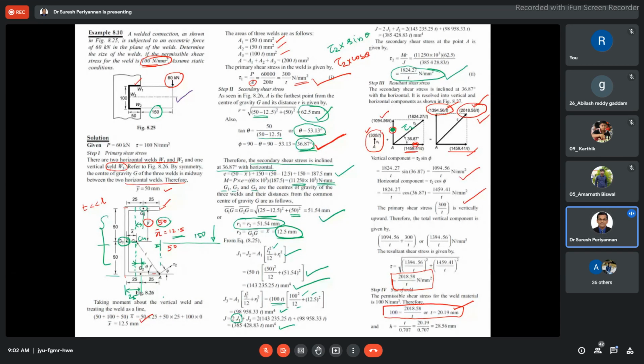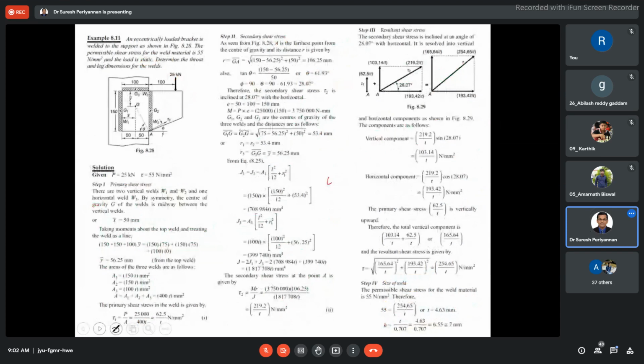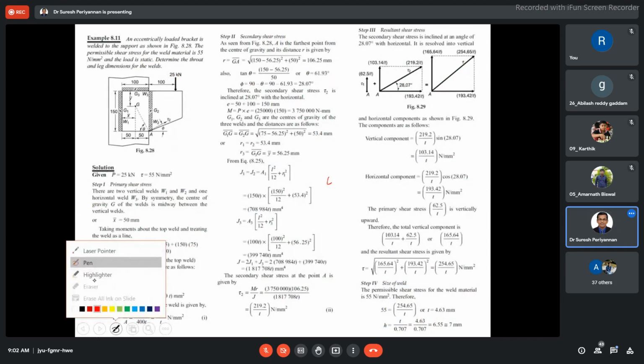This is the leg length, 28.56 mm. Okay, this is very important. Thickness of the weld is very, very important. Now I come to the next problem. These are all very similar, and we discussed them in a very fast manner. If you have any doubt, please go ahead. I will explain further also.